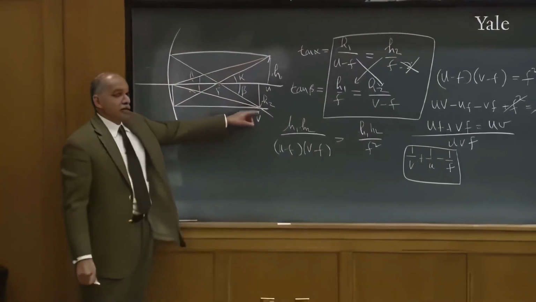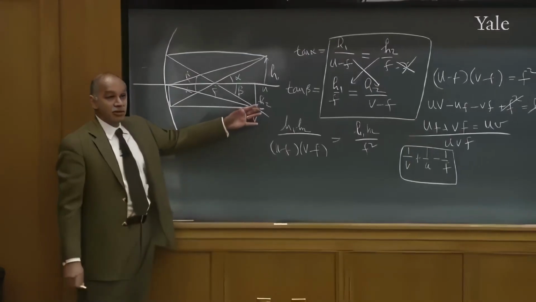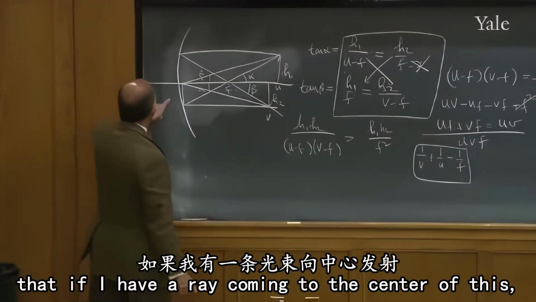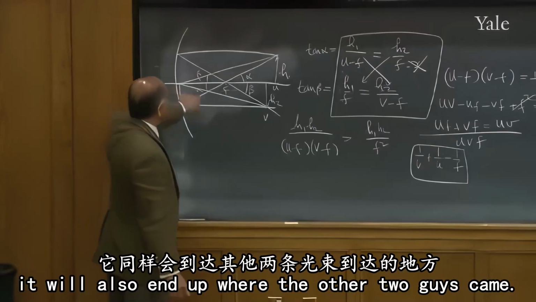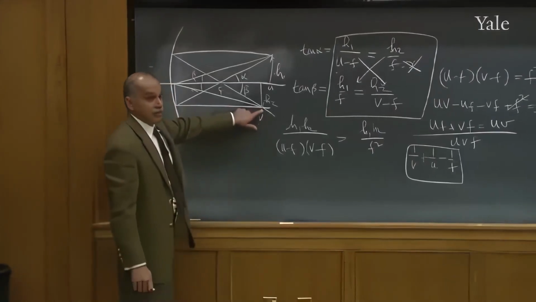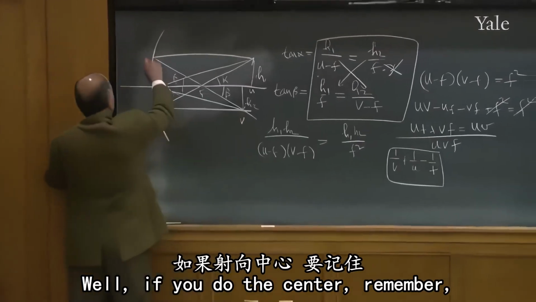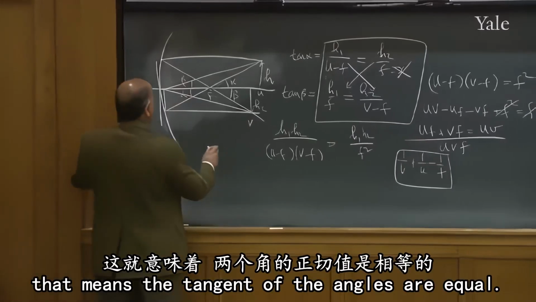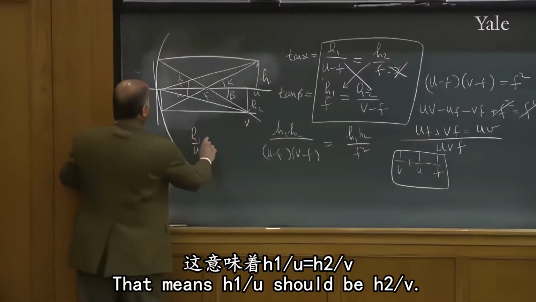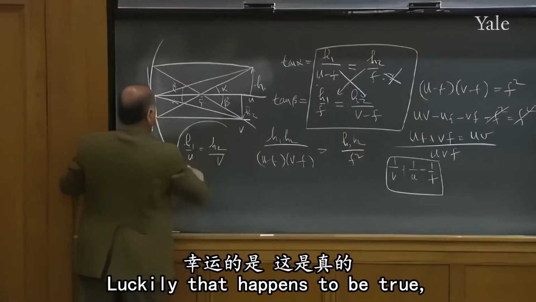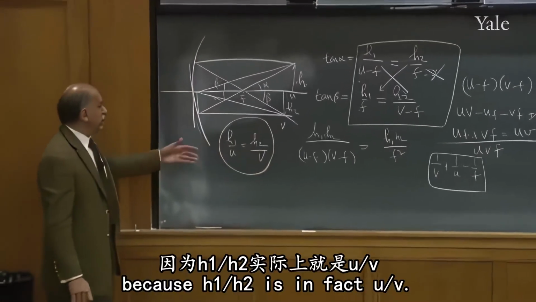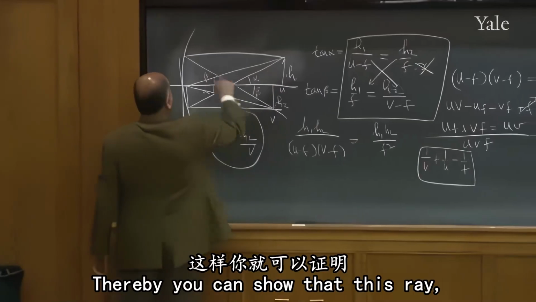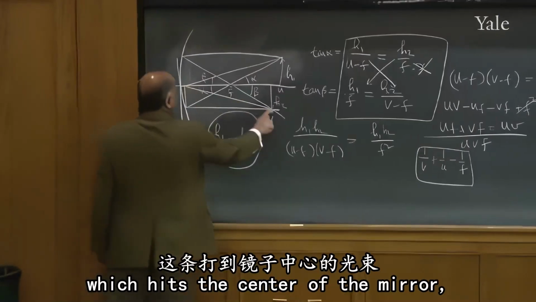How do I know it will come here? A lot of pictures show you that coming here, but should it come here? Maybe it won't. So let me check this thing. Let me make sure that if I have a ray coming to the center of this, it will also end up where the other two came. Well, if you do the center, you remember it's angle of incidence equals angle of reflection. That means the tangents of the angles are equal. That means h1 over u should be h2 over v. Luckily, that happens to be true, because h1 over h2 is in fact u over v. Thereby, you can show that this ray, which hits the center of the mirror, will also come to where this one came.